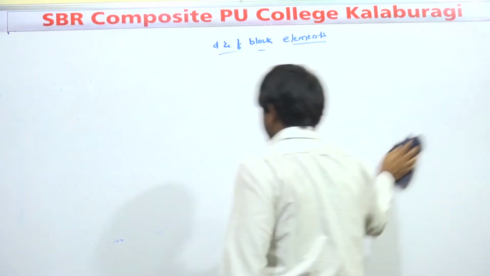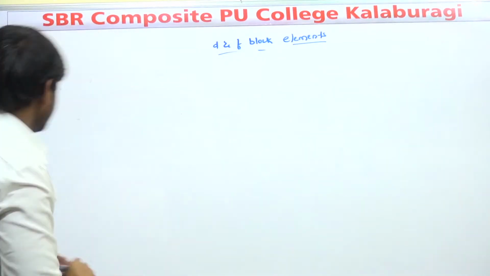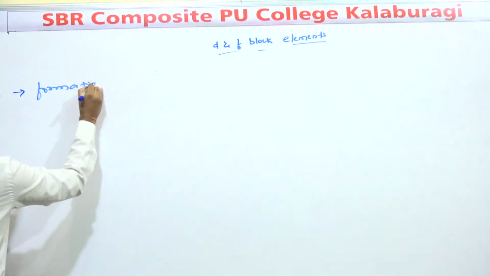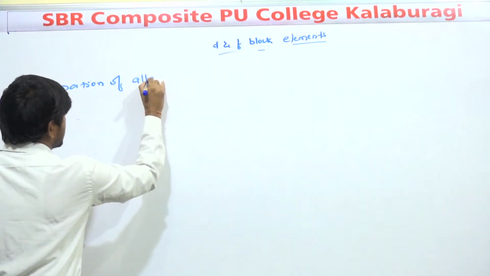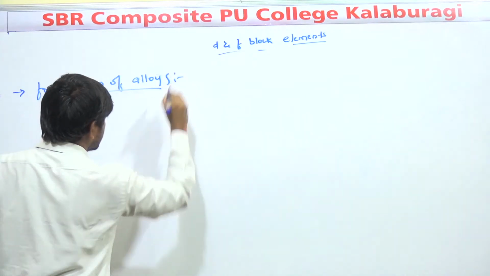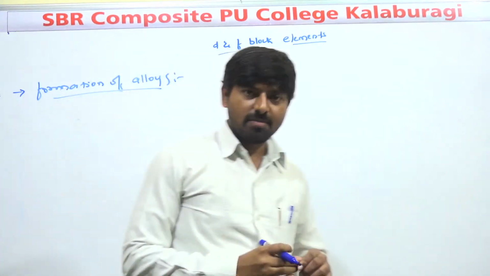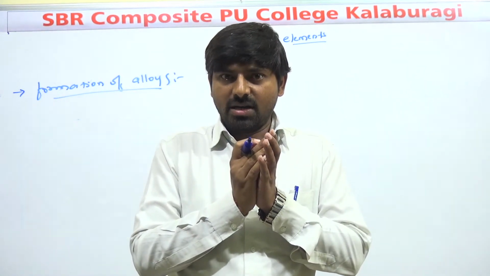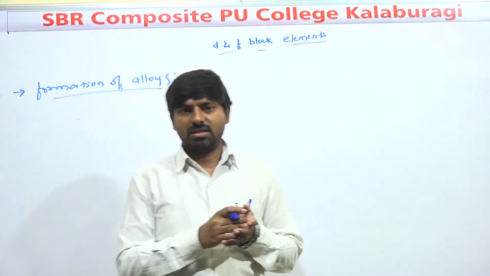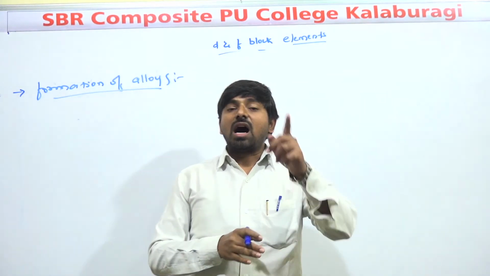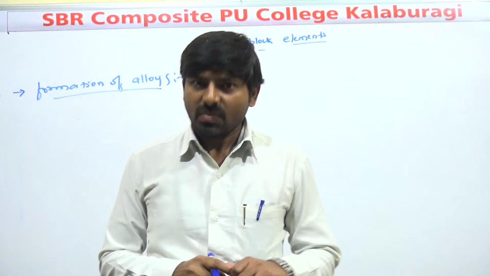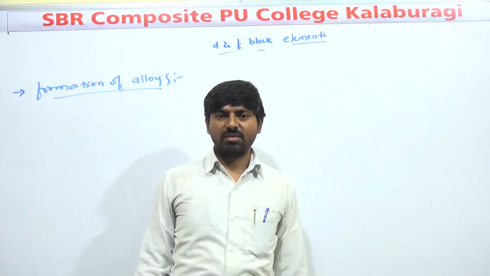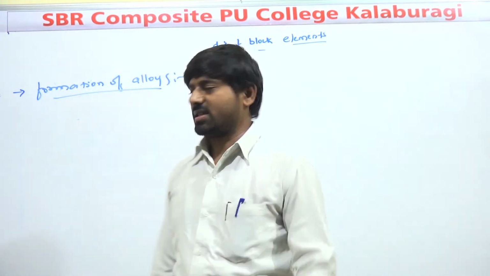Now, the next heading is formation of alloys. Alloy means what? When two different metal atoms are mixed. When I mix two different metal atoms or two different elements with almost the same radii, where the difference in radii should be within 15%, then the resulting compounds are called alloys.